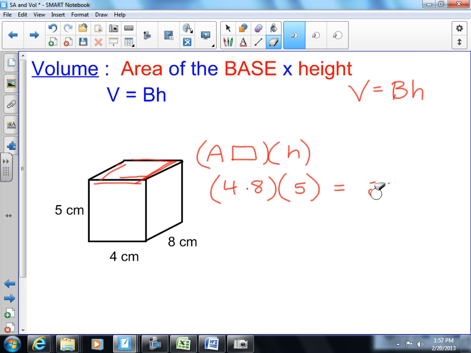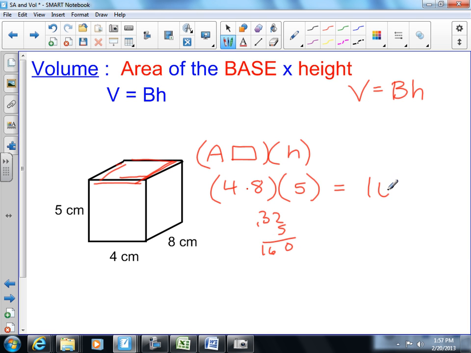All right, let's punch in our calculators. You've got 32 times 5. 4 times 8 is 32 times 5. 160, and your label will be centimeters cubed, because we're looking at volume, it's cubic units.